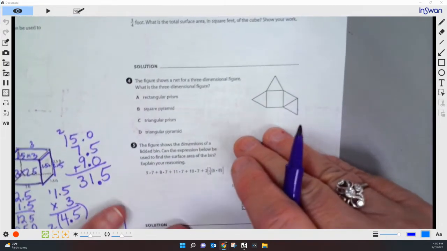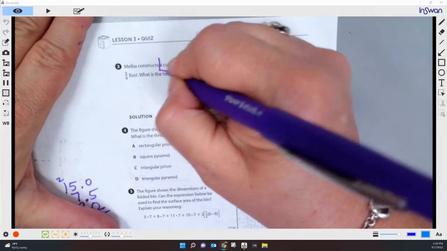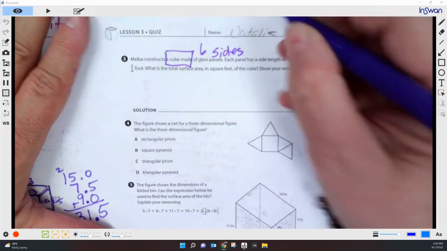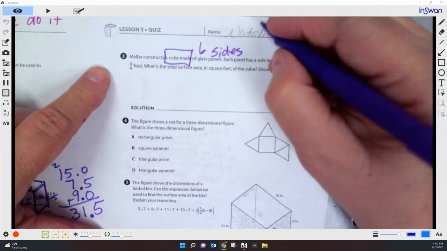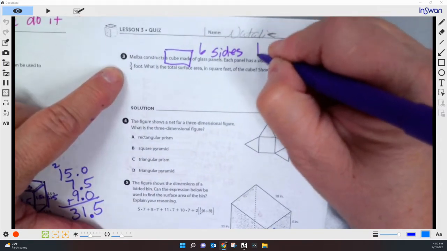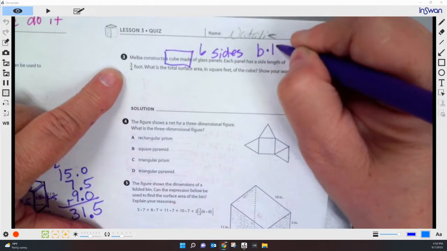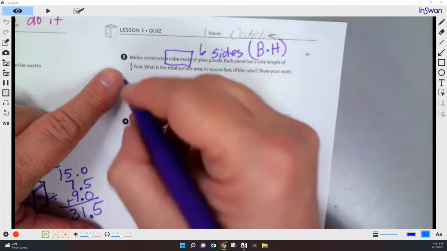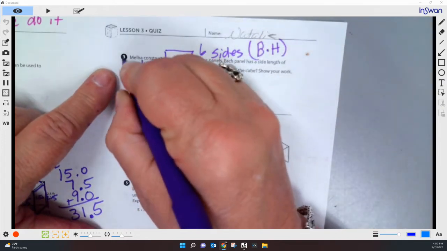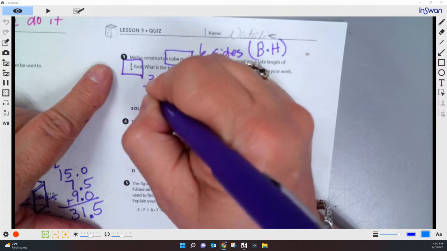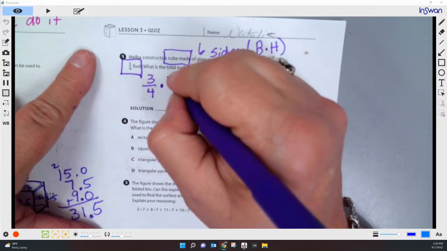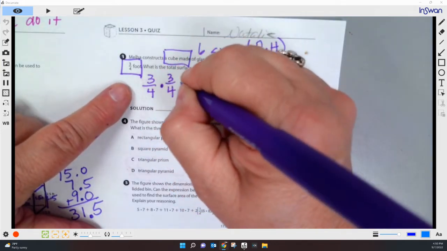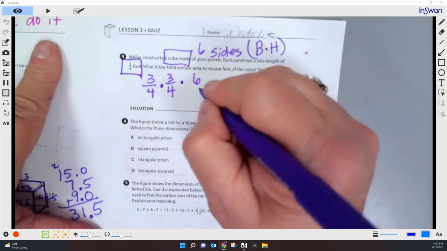Moving right along. In this one, we have a cube. A cube is 6 sides that are all the same. The area for one of the sides of the square is going to be base times height. So you're going to have 6 sides times the base times the height. Well, in this figure, our cube is 3/4 for the length times 3/4 for the height. And then we're going to multiply that times 6 sides.